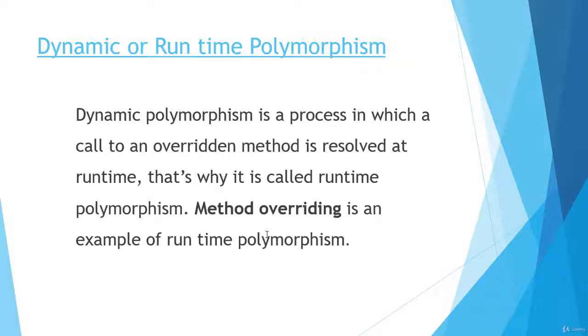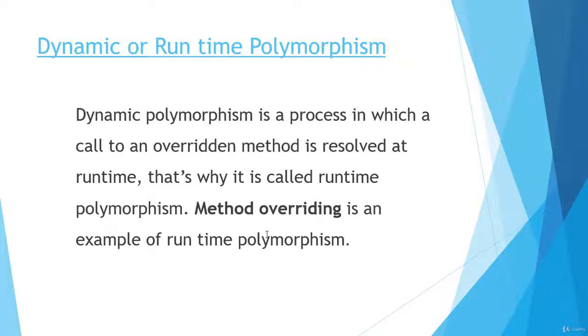In our previous video we discussed static polymorphism, in which polymorphism is resolved at compile time. Now, in this type of polymorphism, the polymorphism is resolved at runtime. That's why we call it runtime polymorphism. Method overriding is the best example of runtime polymorphism.